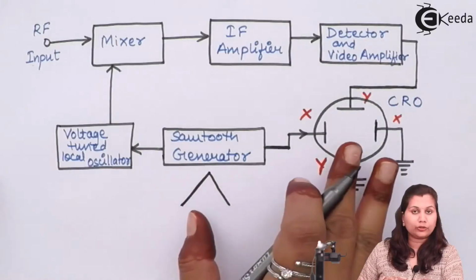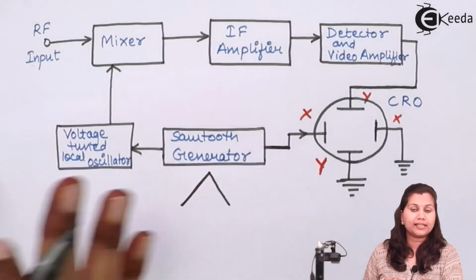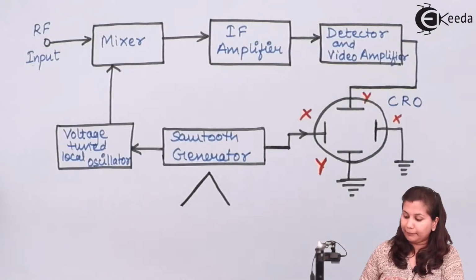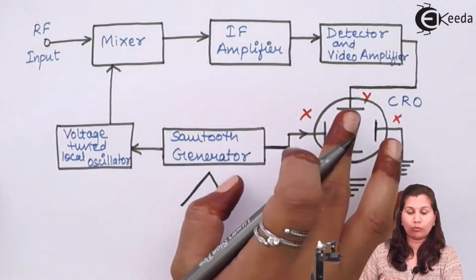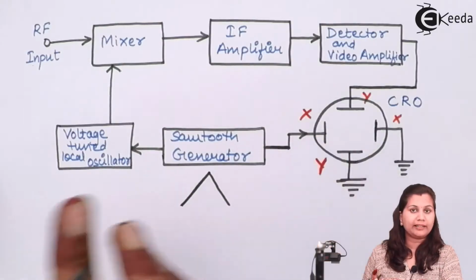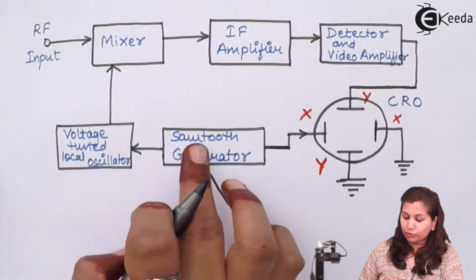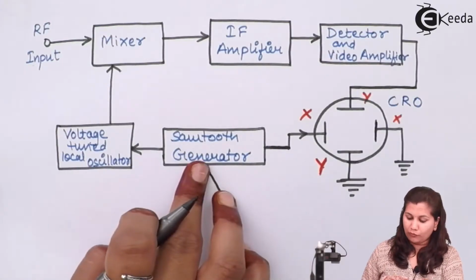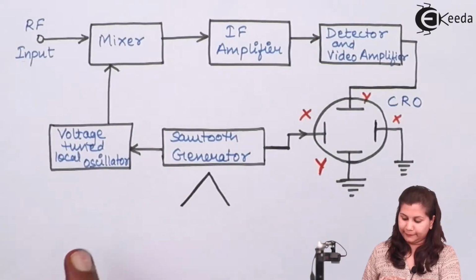We know that in the cathode ray oscilloscope we are always getting a plot of the signal, meaning we are displaying the waveform. The amplitude is plotted with respect to time, but we know that in the spectrum analyzer we are plotting the amplitude versus the frequency. So here the amplitude we will get on the Y plates, and on the X plates we will get the frequency. So this sawtooth generator is going to generate the ramp signal which is given to the voltage tuned local oscillator.